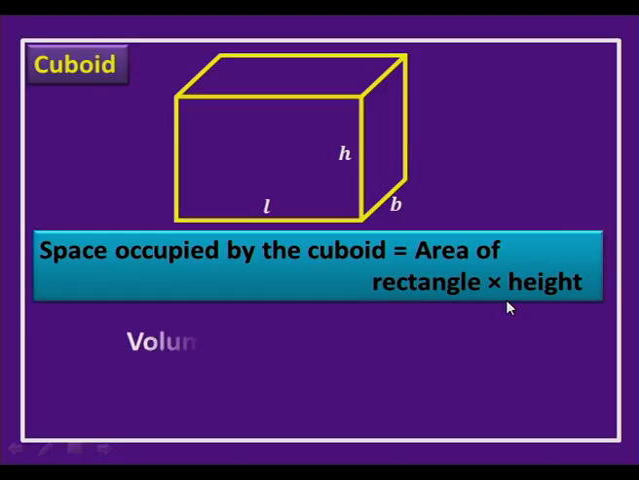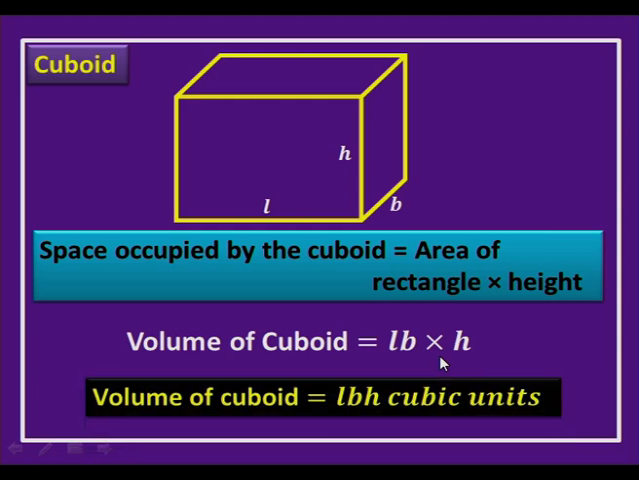Now, let us substitute the values: the area of the rectangle, that is L into B, and the height we have assumed as h. So, LB into h. So, what do you get, children? Yes, the volume of the cuboid is LBH cubic units.